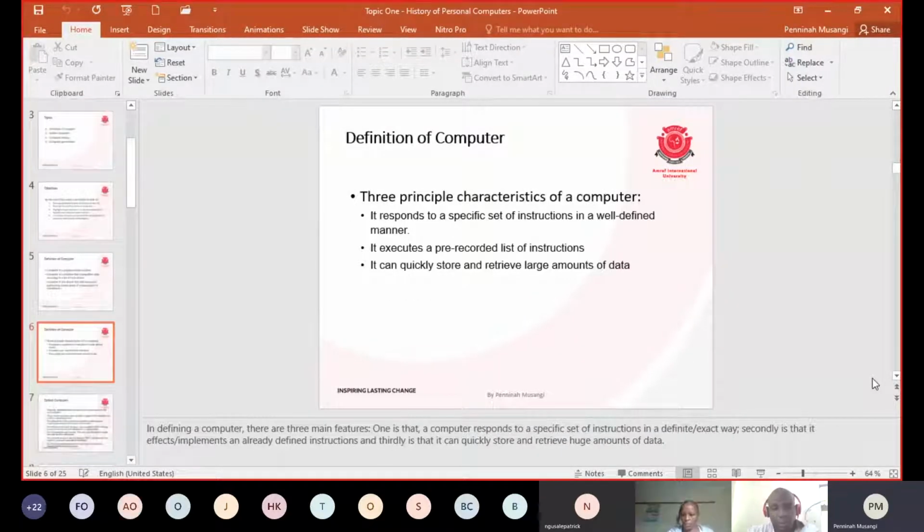Moving on, in defining a computer, three principal characteristics emanate or present themselves. One, we are saying it is a device which responds to a specific set of instructions in a well-defined manner. So this device is responding to a set of instructions, and in responding to that set of instructions, it is doing that in a well-defined manner.